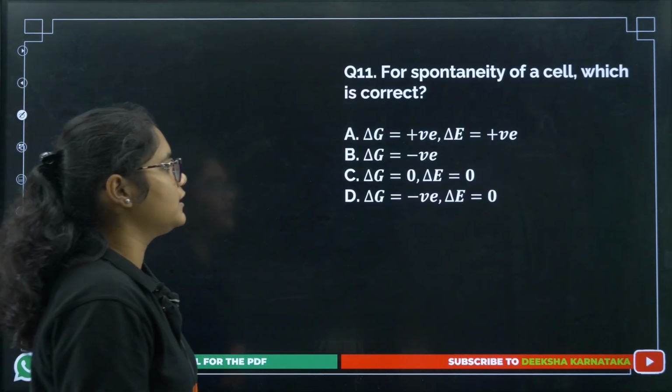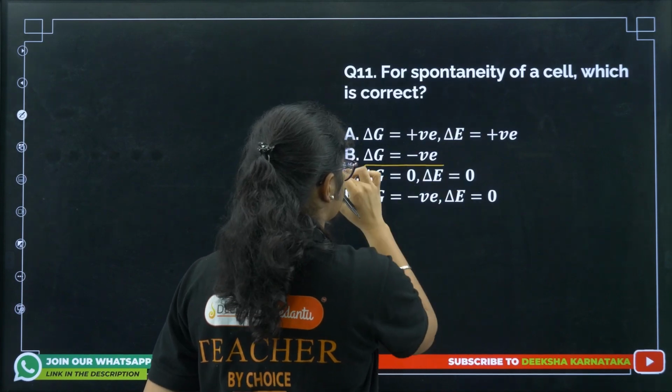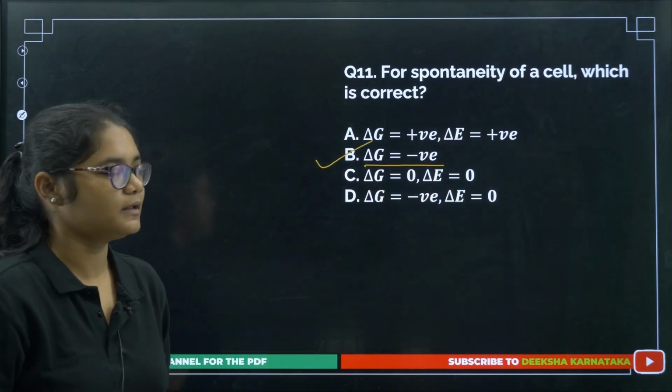Next question, spontaneity of a cell. So spontaneity of a cell means we need delta G should be negative. So correct answer here will be option number B.